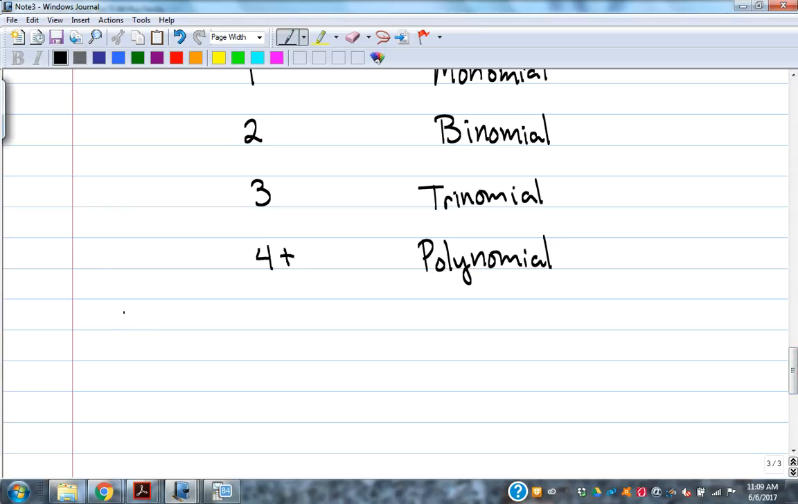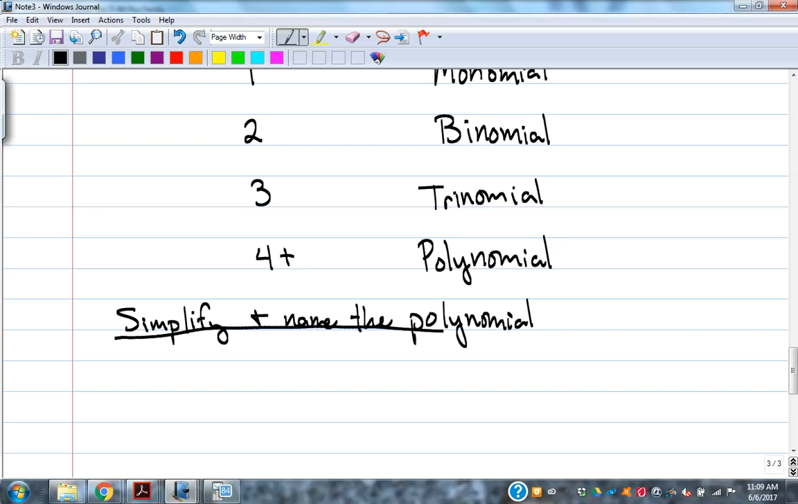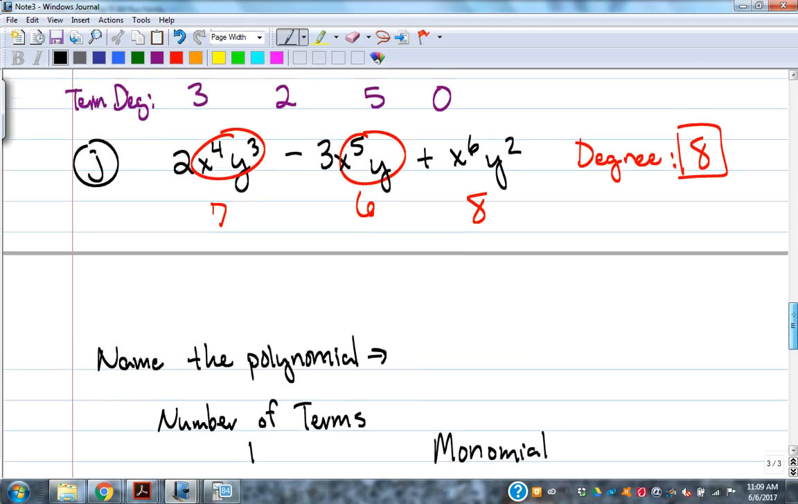this sort of problem. And they're going to say simplify and name the polynomial. So they're going to combine something we've already done with this name the polynomial game. I have no idea what letter I'm on.